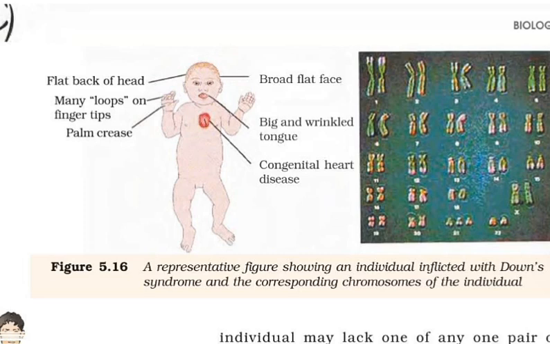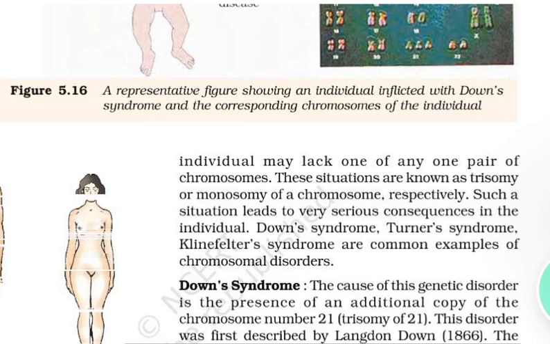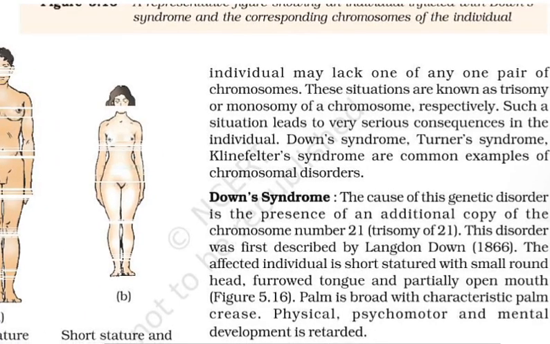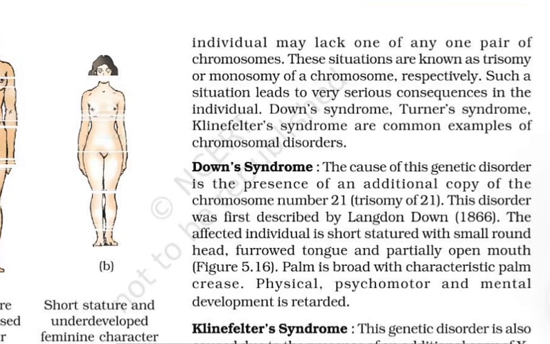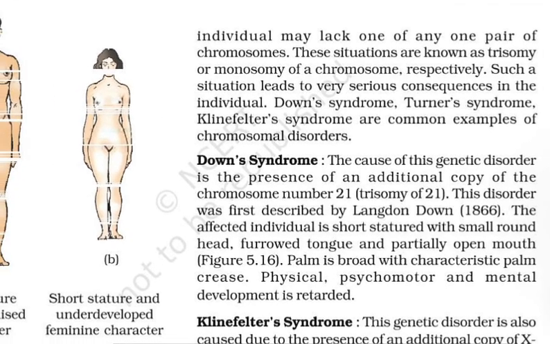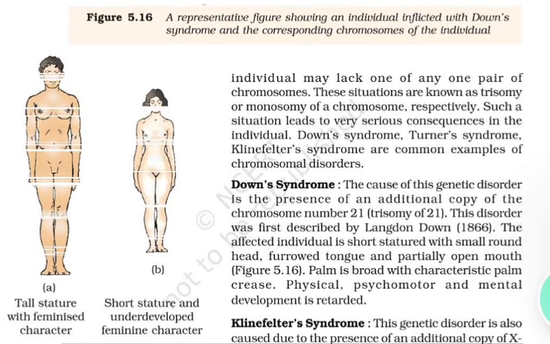Failure of cytokinesis after the telophase stage of cell division results in an increase in a whole set of chromosomes in an organism, and this phenomenon is known as polyploidy. This condition is often seen in plants. Where is it seen? Often in plants.